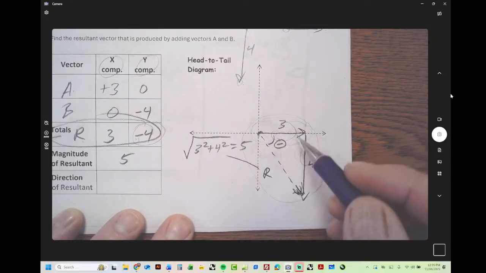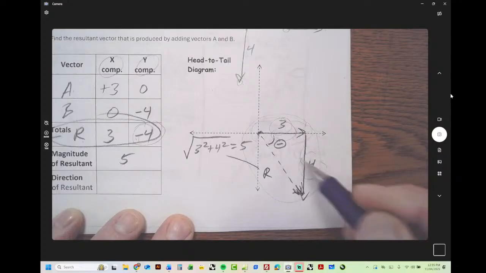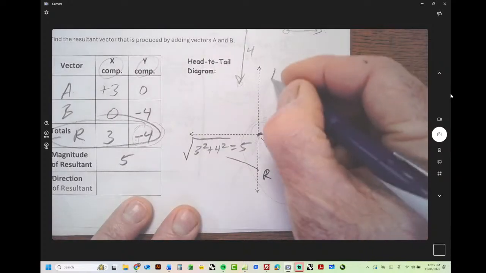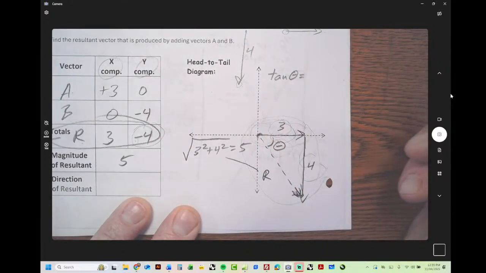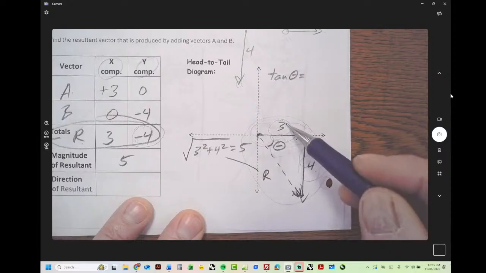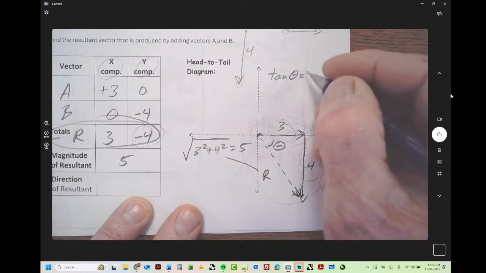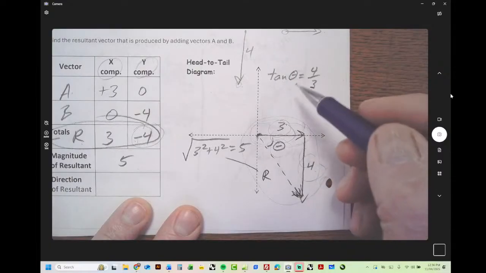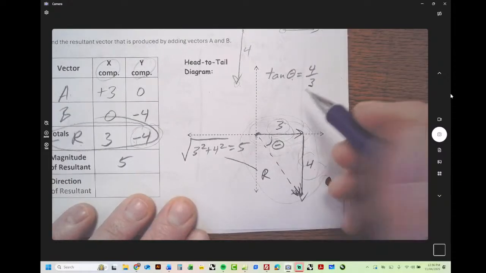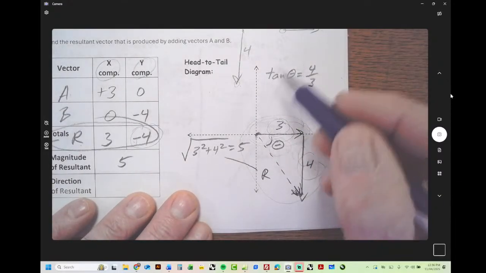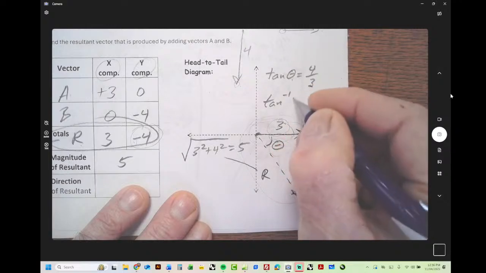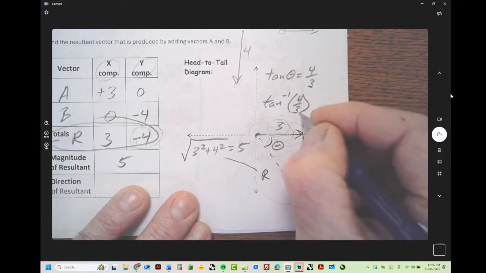Trig. So I can relate this leg and this angle together using which trig function? Tangent. So I'm going to write tangent of theta equals, you don't have to go through this process every time, but if the opposite is 4 and the adjacent is 3, then the tangent is 4/3. But that's not what I want. I want theta. So how do I get theta? Inverse tangent. So the inverse tangent of the tangent of theta is theta itself. So if I take the inverse tangent of 4/3, then that gives me theta.